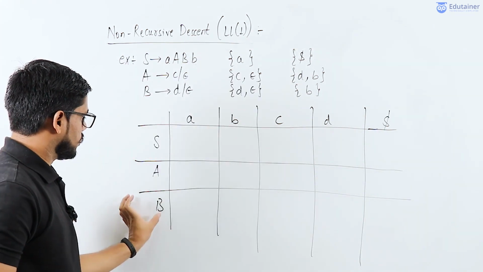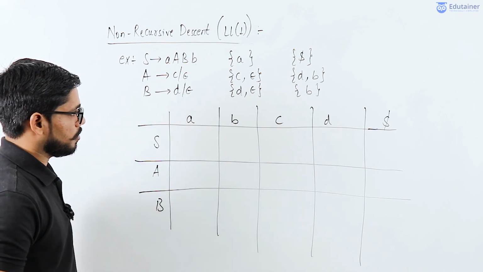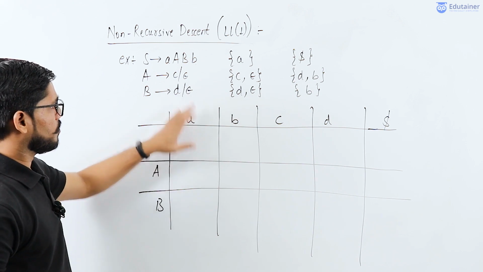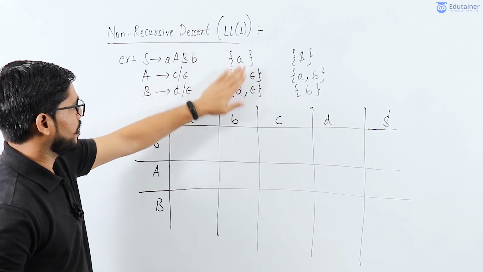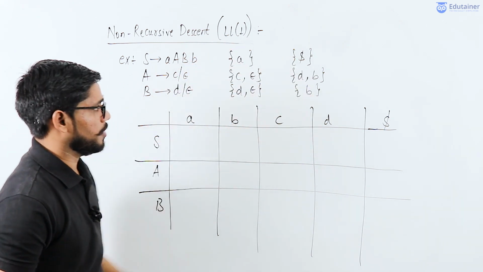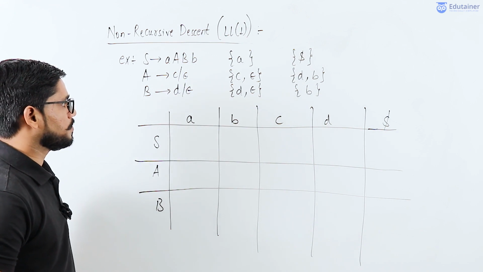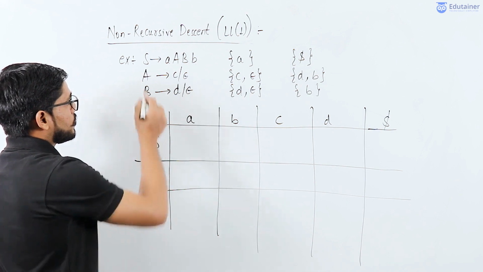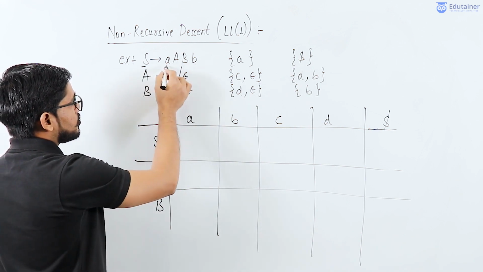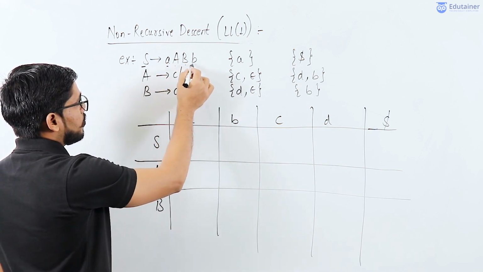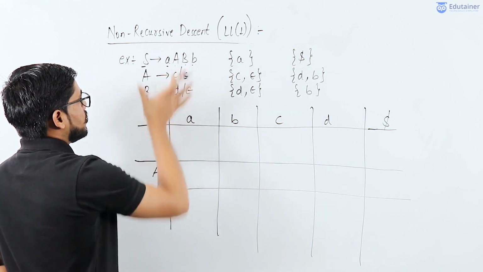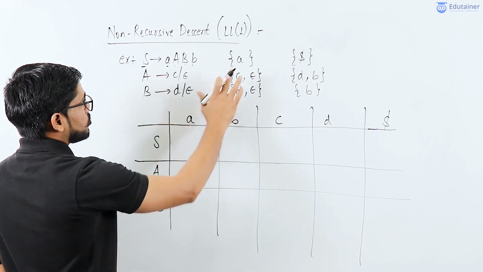After filling that row and column of the table, you can first find the first of every variable and follow of every variable. After that, let's take each production one by one. So the first production is S derives small a, B or small b. This production has to be placed under the first of S.